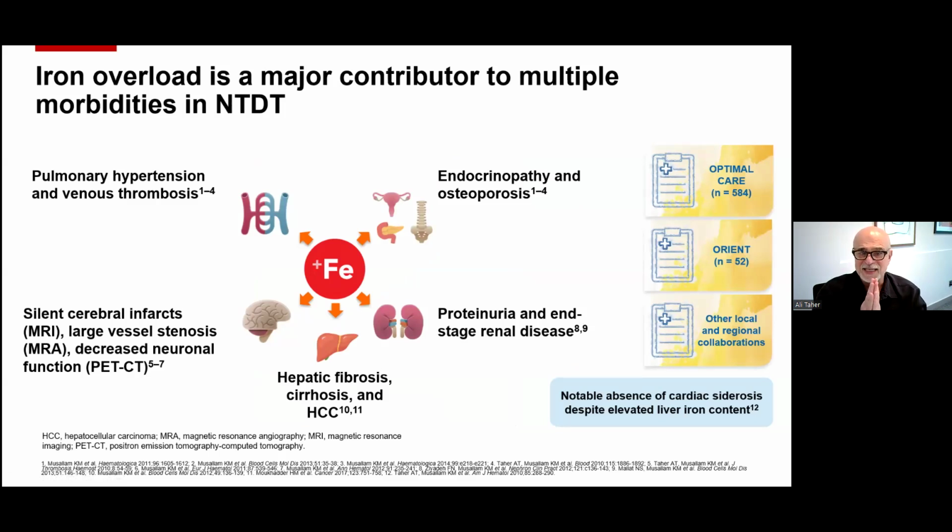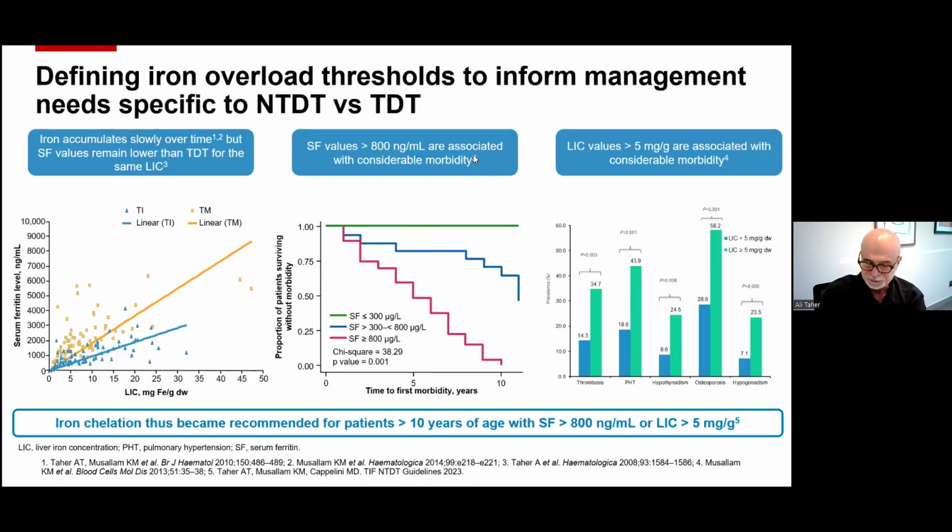So getting hepatic fibrosis, cirrhosis, hepatocellular carcinoma, associated with silent brain infarct, associated with pulmonary hypertension, with endocrinopathy, and recently with a lot of proteinuria and renal dysfunction in this group of patients. So therefore, it's very important for us to look into the measurements of these patients. What should we use in order to see if these patients are severely iron overloaded or not? The best would be, as one would think, serum ferritin.